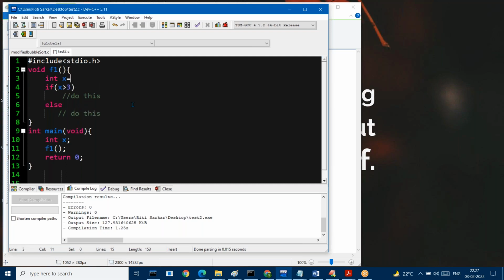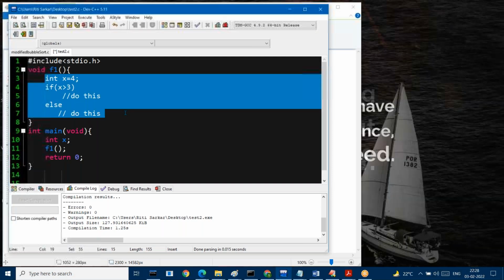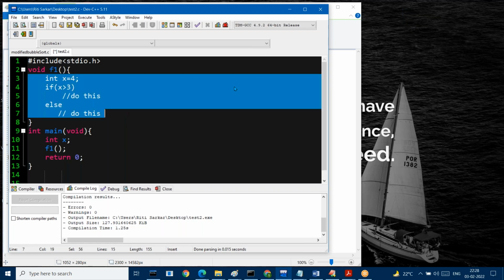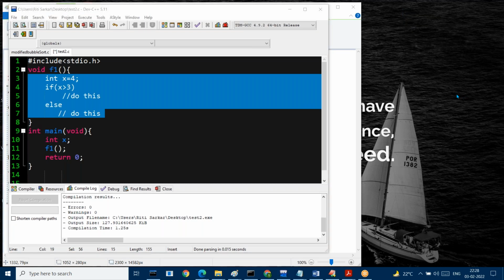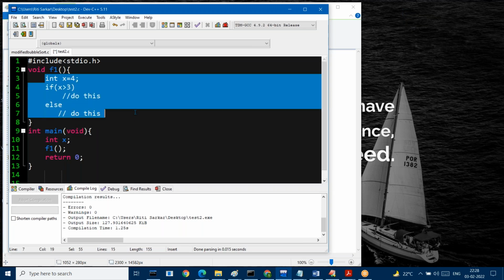Suppose here int x is equal to some 4 or 5. This type of code is there. Someone is asking, tell me the complexity of f function. Then what will you say? Sir, in f function, every line will be executed how many times? Only one time. So what is the complexity of this f1 function? Order of 1. No loop is there.